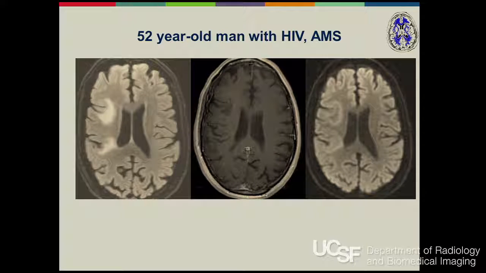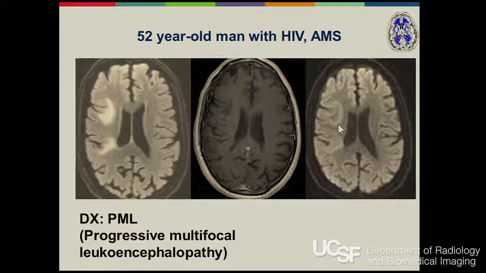This was a 52-year-old with HIV, altered mental status. We see these very eccentric subcortical FLAIR hyperintense lesions in the frontal and the parietal lobes, and no real significant enhancement or mass effect with this. The diffusion shows maybe a little leading edge reduced diffusion that was confirmed on the ADC maps. And this was all consistent with progressive multifocal leukoencephalopathy, which is caused by the JC virus.